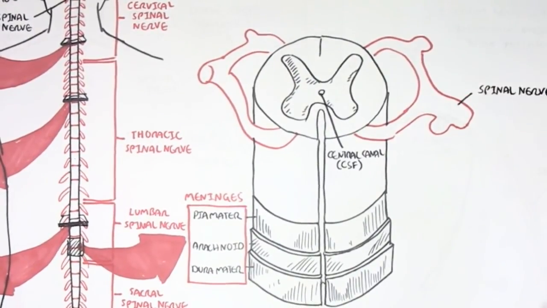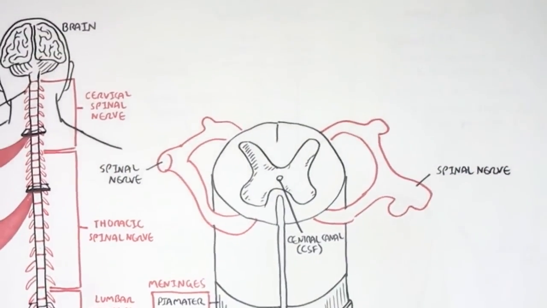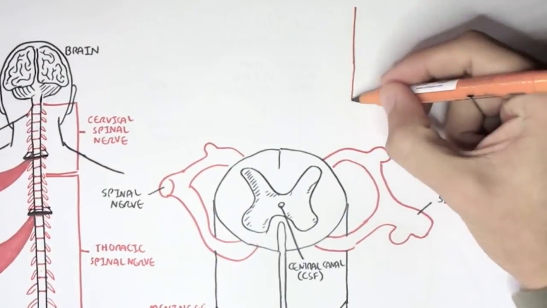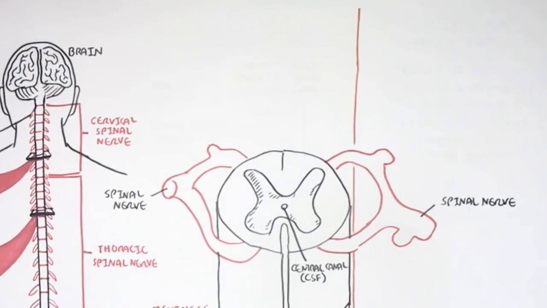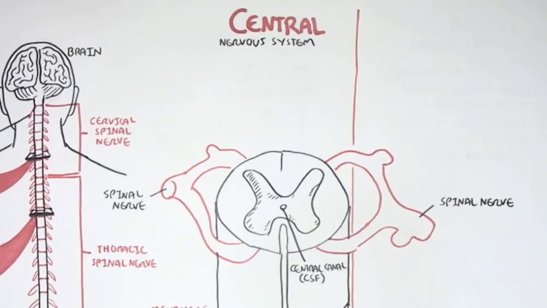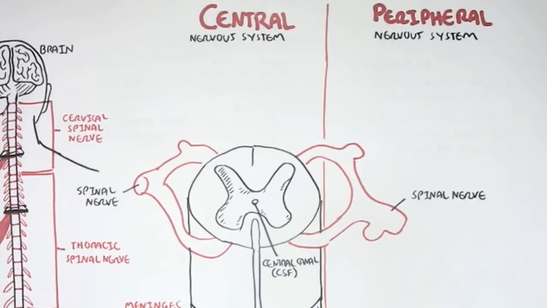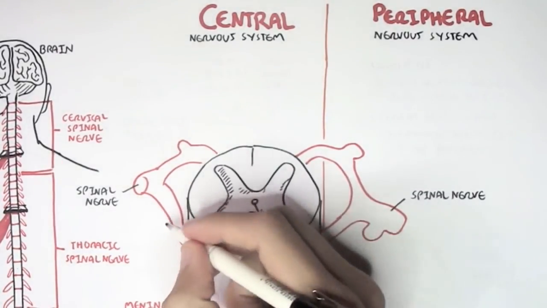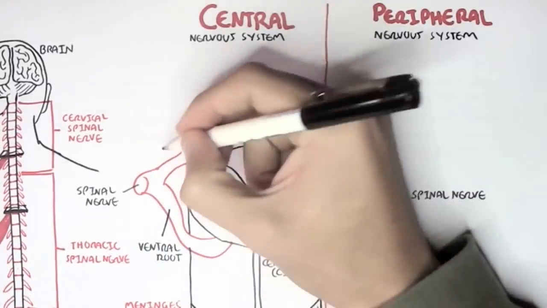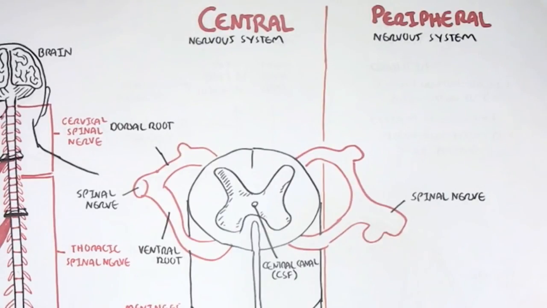Now back to the spinal cord section. Coming out of each side of the spinal cord region, we have spinal nerves, right? We know that. To make this easier, we can draw a line here and say that the spinal cord is part of the central nervous system and the spinal nerves are part of the peripheral nervous system. The spinal nerve consists of a ventral root, the front root, and a dorsal root, the back root. But both are connected to the spinal cord and both also join up with each other to form a big spinal nerve.